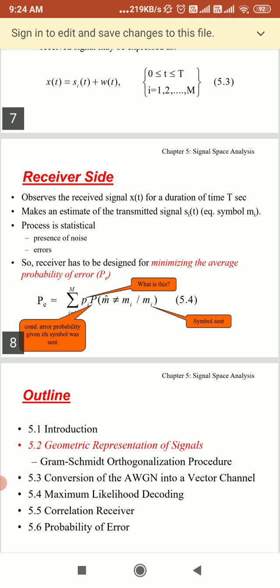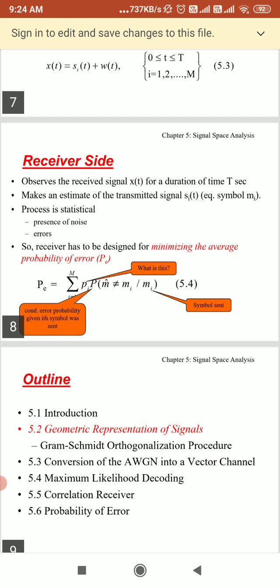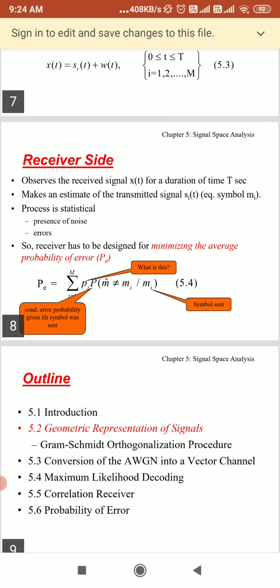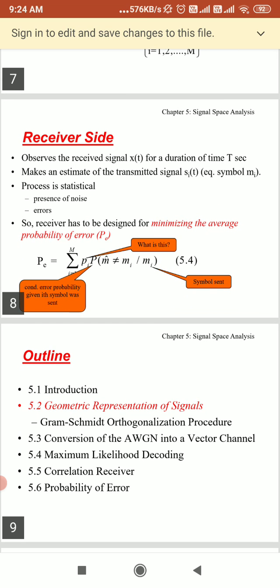So here the receiver will observe the received signal for a duration of time. We are taking the duration as t. It will observe that for t seconds, and it will make an estimate of the transmitted signal. Estimate is nothing but it is probable, meaning it will assume. So it will make an estimate of the transmitted signal, and the process is statistical.